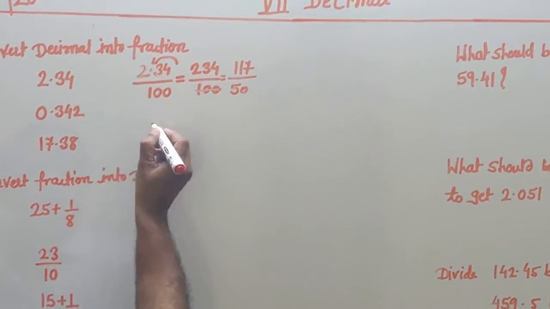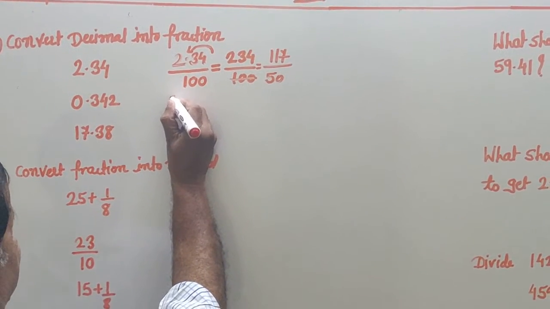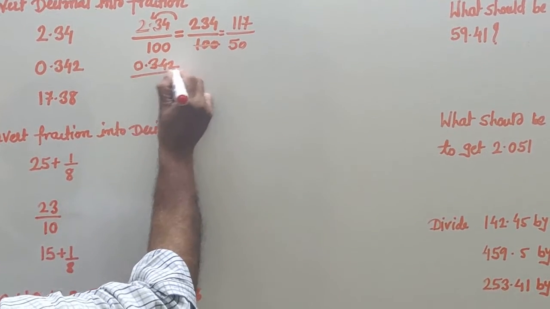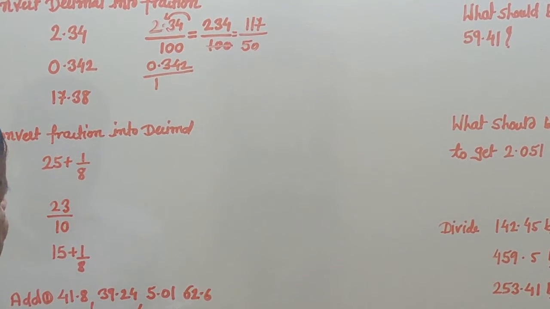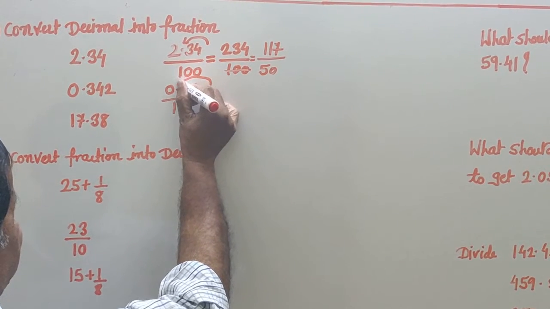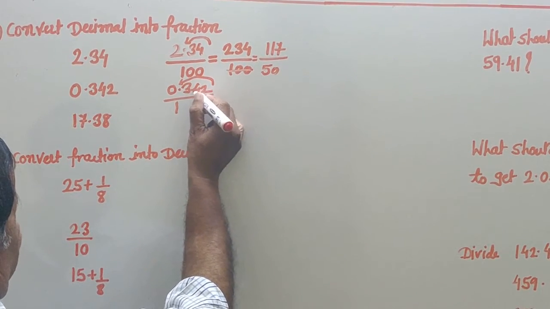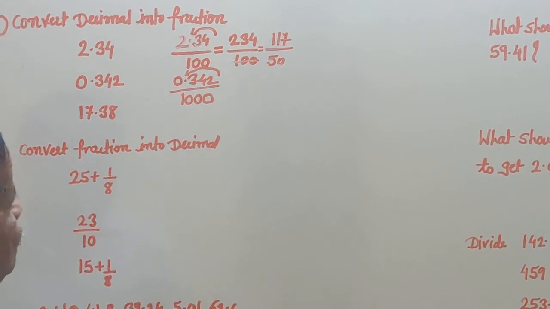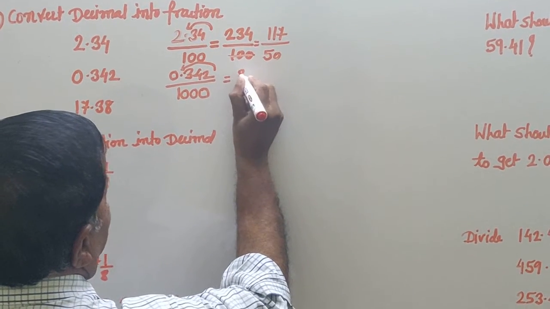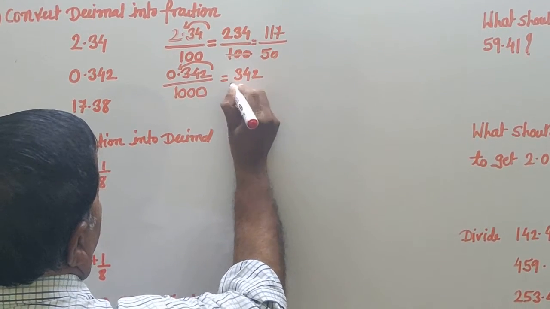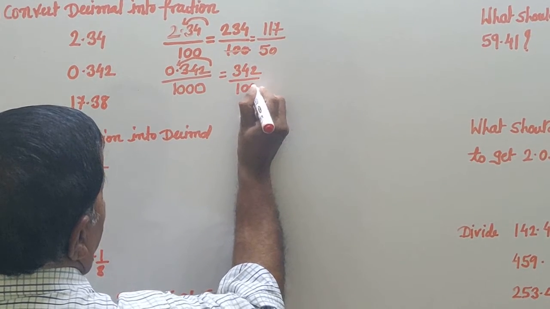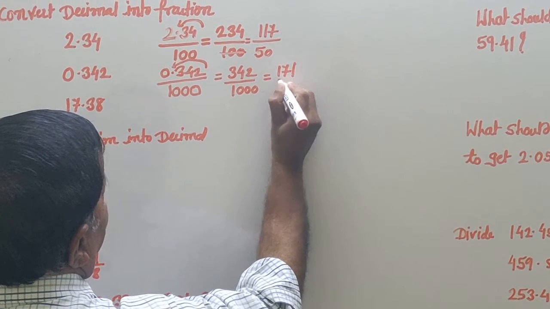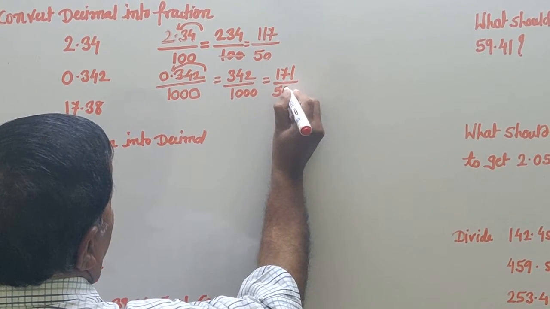Okay, now I am going to solve the second problem. 0.342 is given. Now what I will do here is write down 1 first. Then I will see the decimal after 3 places, so I will put 3 zeros here. What will come here? 1000. Again both the numbers are even, so I can divide by 2. This will come to be 171 and this will come to be 500.